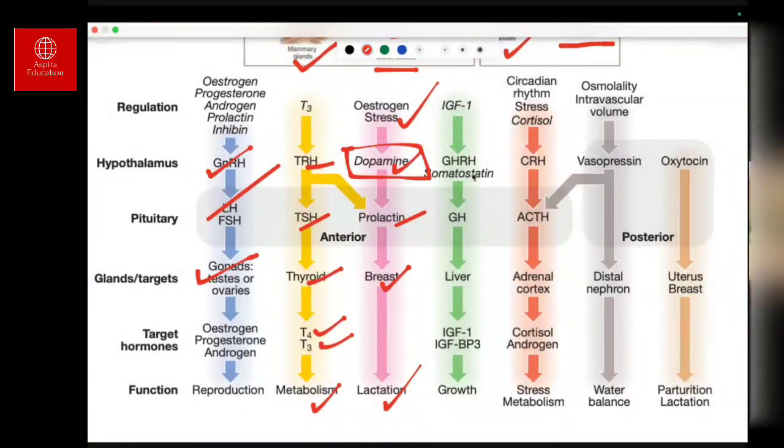Okay. And again, GHRH or somatostatin is released from the hypothalamus. It is involved in the release of growth hormone from the pituitary. The growth hormone acts on the liver and bones and is involved in the release of IGF-1 and IGFBP-3 and is involved in growth regulation. This part we will discuss in the next part. Next Sunday we will discuss.